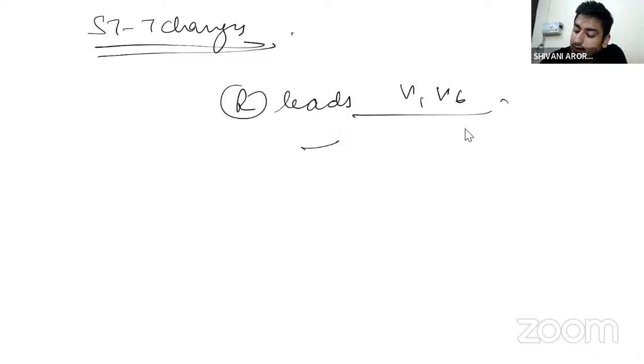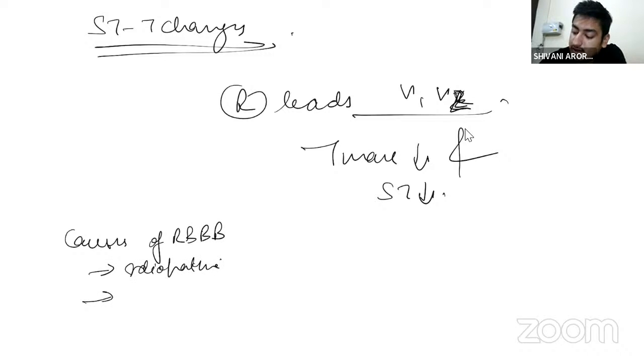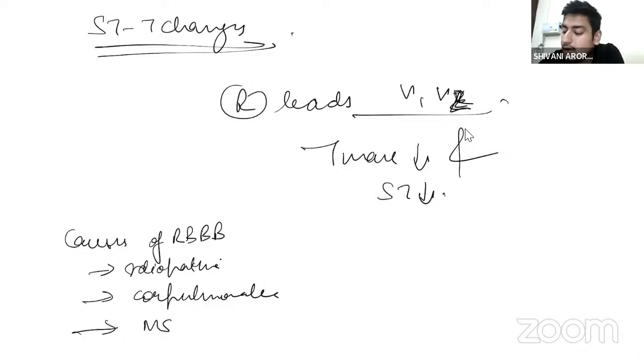Now, what are the causes of RBBB? Again, it can be idiopathic. It can be because of cor pulmonale or any lung pathology. Then it can be because of mitral stenosis. It can be because of RVH. Can also be seen in case of ASD.